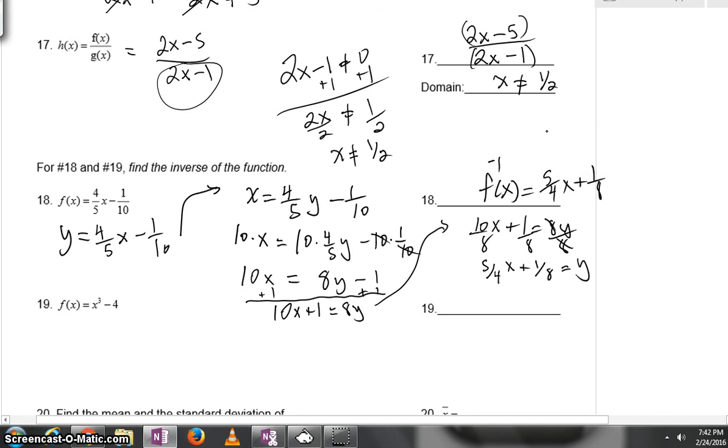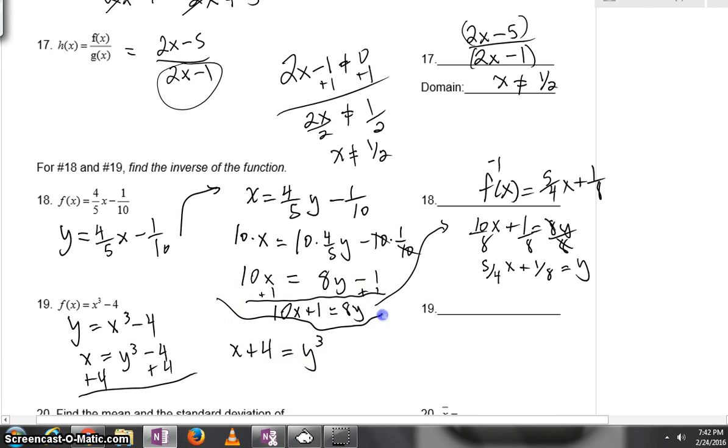As we move on to 19, we'll have y is equal to x to the third minus 4. Where we see a y, we write an x. Where we see an x, we write a y. Just switch them. And you'll have x is equal to y to the third minus 4. Add a 4 to both sides. X plus 4 is equal to y to the third.